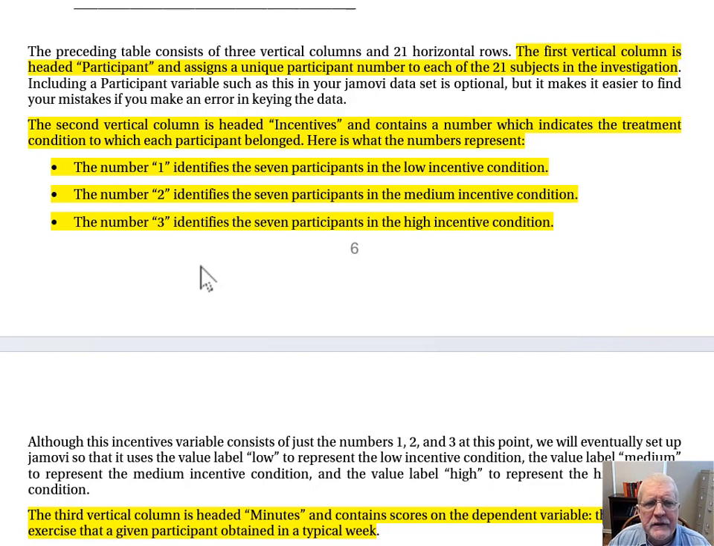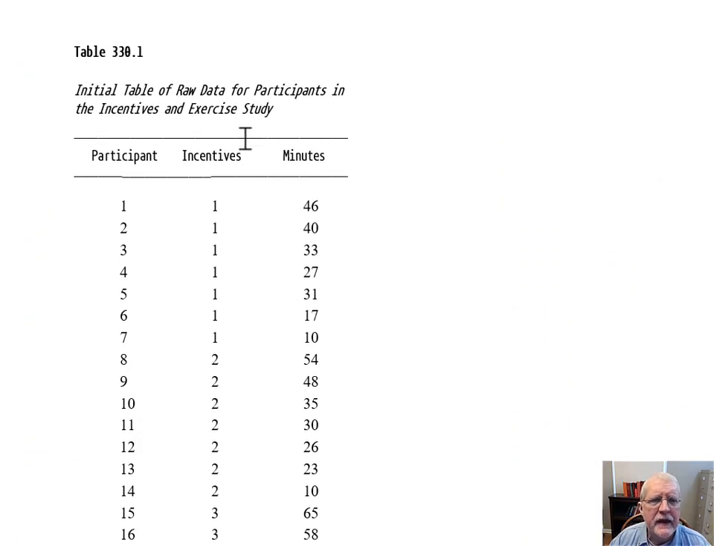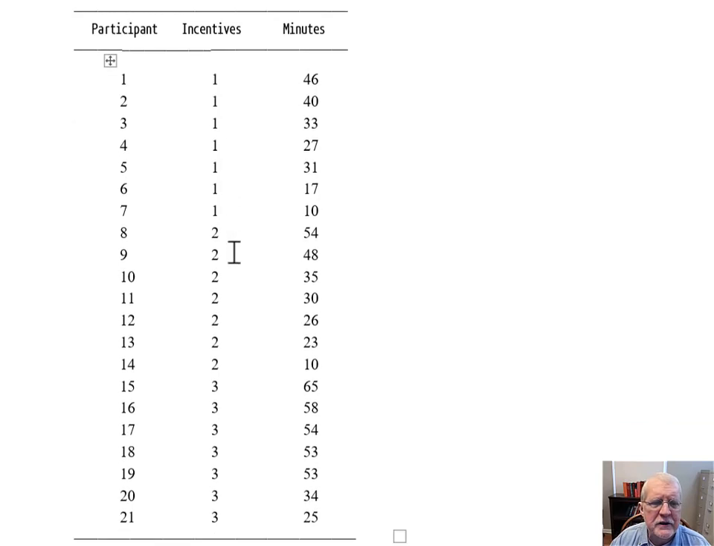The number 1 identifies the 7 participants that are in the low incentive condition. Wait a minute, what do you mean by that? Under the heading incentives, this person has a 1. That means they're in the low incentive condition. This person's in the low incentive condition. That's the low incentive condition.